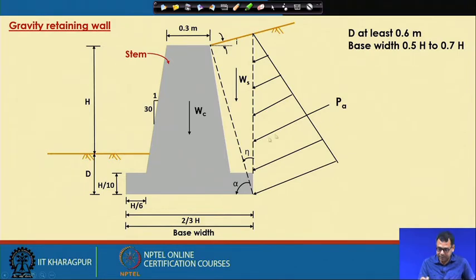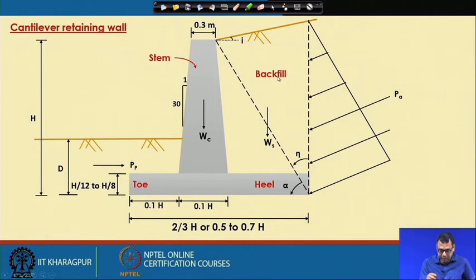So, that is why it is parallel to the backfill, this PA. Similar for the cantilever retaining wall also, these are the guidelines. So, this is the D, and the thickness of this slab is h by 12 to h by 8, and this portion is the minimum 0.1 h, the range is 2/3 of h or 0.5 to 0.7 h. The minimum is 0.3 meter and 1:30.